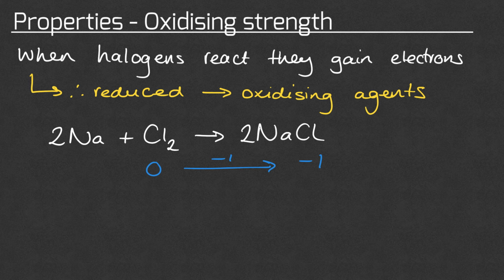So for example, if we look at the reaction of sodium with chlorine to form sodium chloride, we can see that the chlorine has gone from an oxidation state of 0 to -1. That's a decrease of 1, therefore it's gained electrons. This electron has come from the sodium, so the chlorine has taken the electron off the sodium, the chlorine has oxidised the sodium, and itself has been reduced.